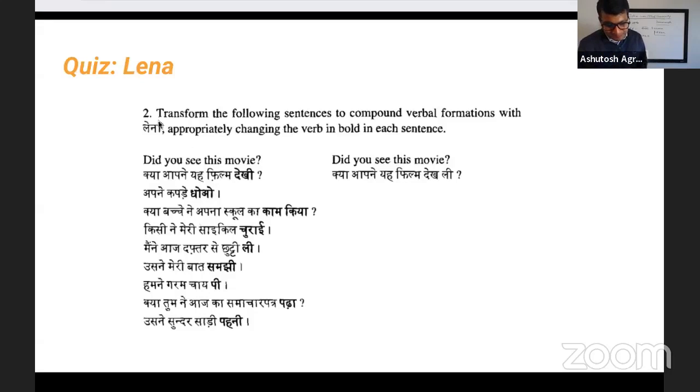Chura li. So we would use lee. You will not say chura di, right? The action is like, when they're stealing it, they are taking it with them, versus doing it for somebody else. And I didn't get the name. Was it Mala ji? Yes, Mala. Yeah.